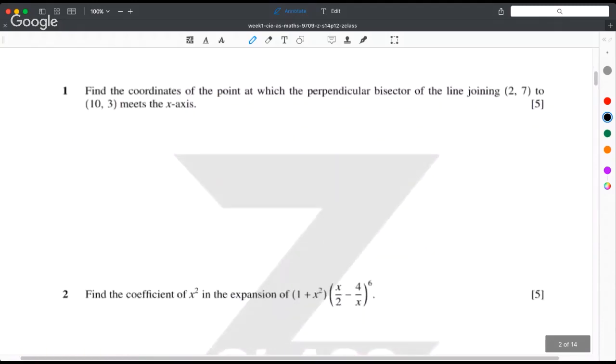So, question 1. Well, this question is best dealt with thinking about vectors. So we're going to express these 2 points, and we're going to think of them as vectors. So let's call this A and B.